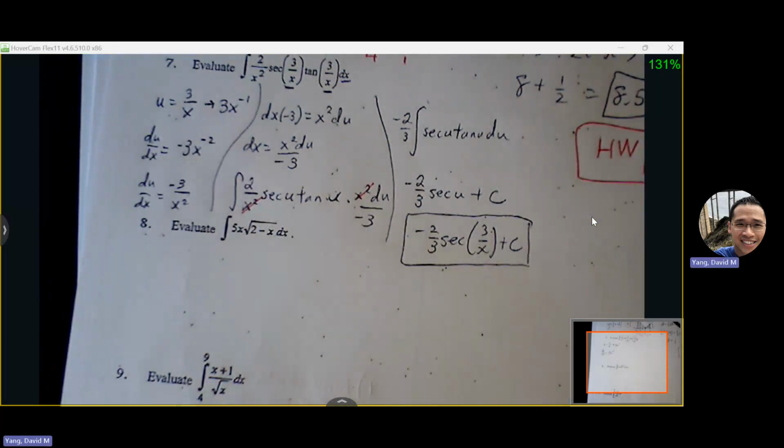Yeah, with all these integral problems, it's always that first step. If you can figure out what that first step is, everything else kind of falls into place. But I think that's the most challenging part. Trying to figure out what that first step looks like.